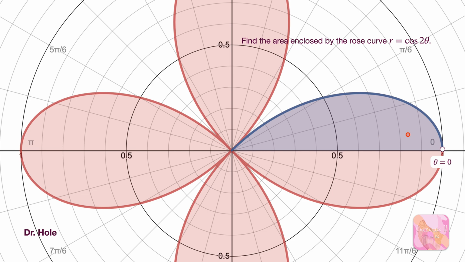This blue shaded area corresponds with theta values beginning at 0. And then if we open up theta, for example, out to theta equaling pi over 6, let theta equal pi over 6. Cosine of 2 times pi over 6, that's cosine of pi over 3, is 1/2, and indeed that point occurs on the circle of radius 1/2. Then where will it return to? Where would this point return to the pole?